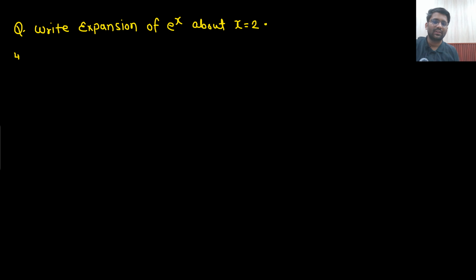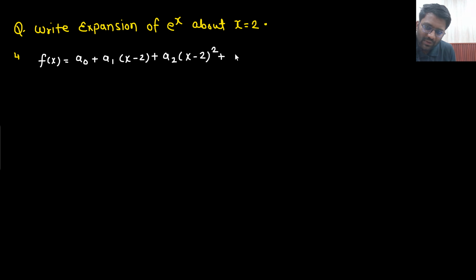We will solve some questions now. You need to write down the expansion of e to the power x about x equals 2. So what will be the first thing that clicks to me? I need to write down the expansion of some f(x) about x equals 2. That means a0 plus a1 (x minus 2) plus a2 (x minus 2) whole square plus a3 (x minus 2) whole cube and so on. This is what I am supposed to write down.